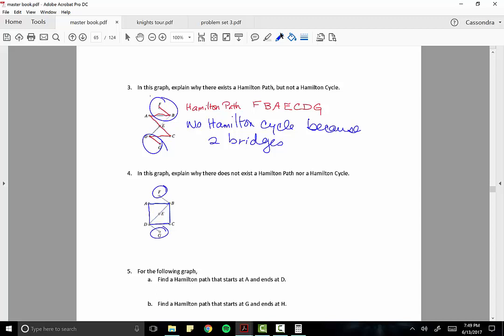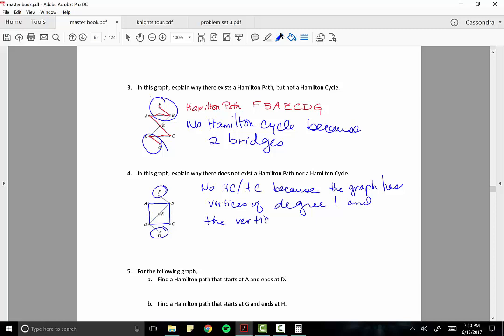So, no Hamilton path or cycle because the graph has vertices of degree 1 and the vertices of degree 2 make their own cycle. Okay?